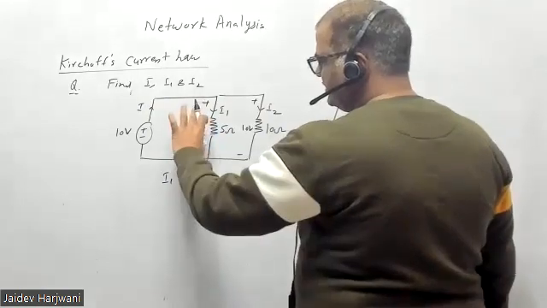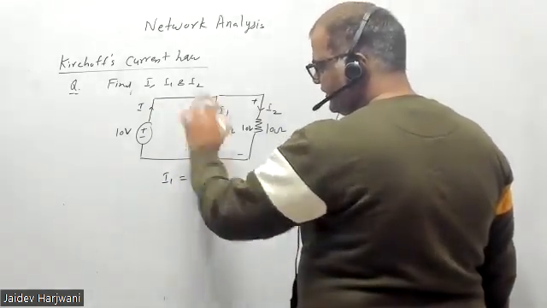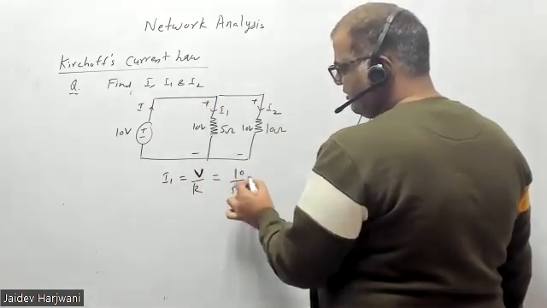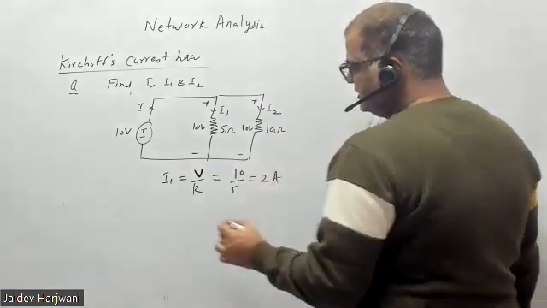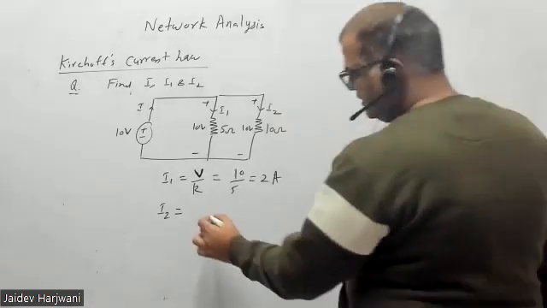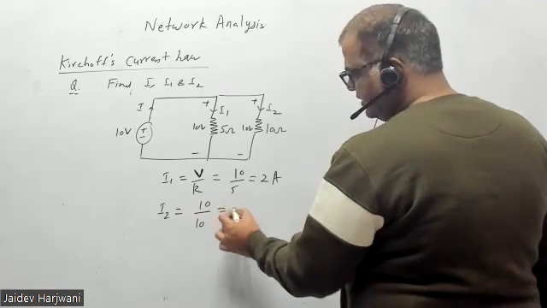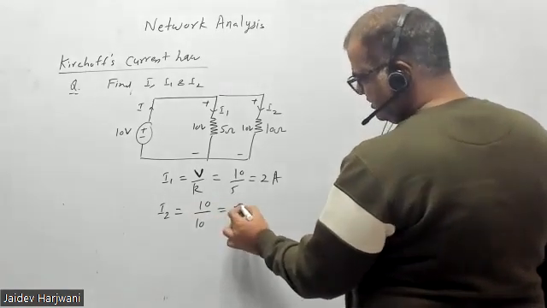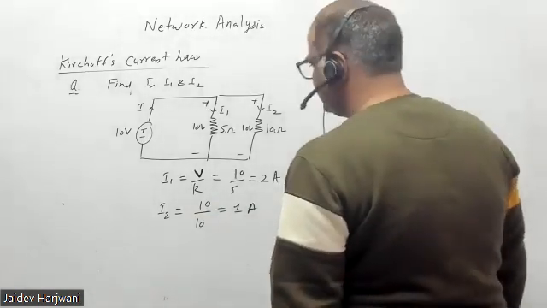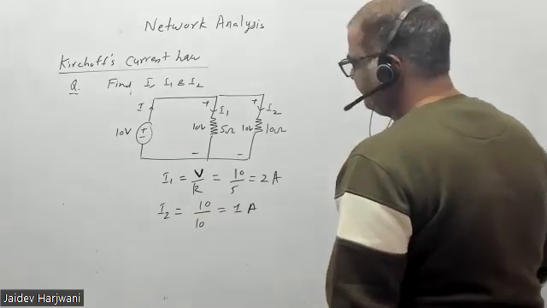So current I1 will be, by Ohm's law, if you know the total voltage and total resistance, you can find the current. That's 10 divided by 5, which is your 2 ampere. Similarly, I2 is 10 volt divided by 10 ohm, so this is your 1 ampere. So what is I? How much is I?